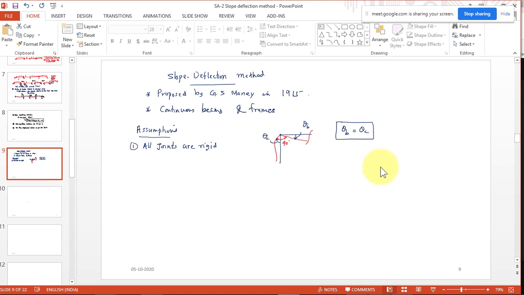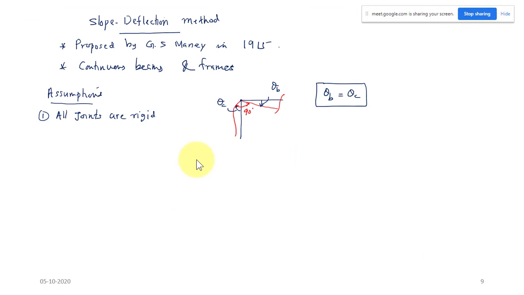So in this method, the first assumption is that your joints are rigidly connected. Joints are rigid. I think you understood what a rigid joint is. And the second assumption is that axial deformations are neglected.